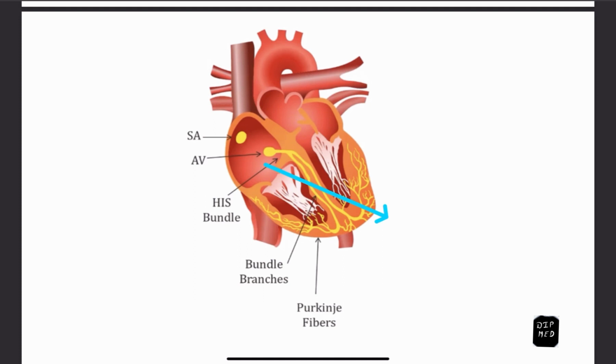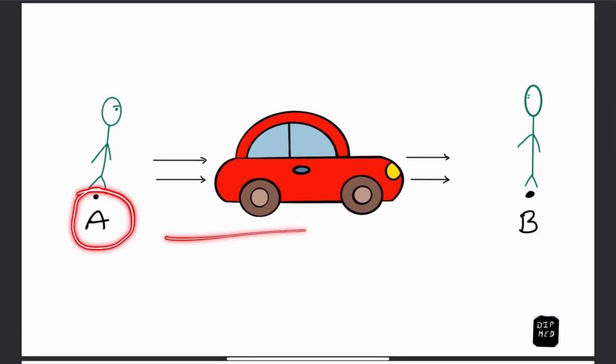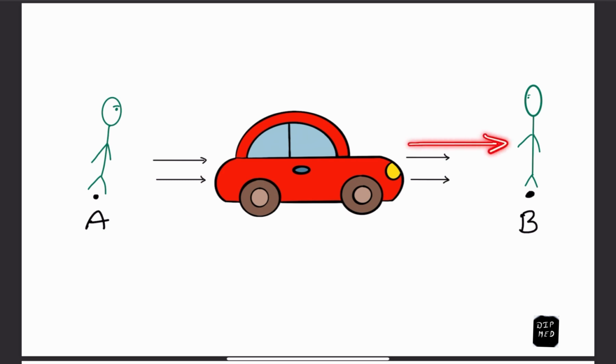So each EKG lead will show the QRS complex, which represents ventricular depolarization, as a different shape because they are looking at the same summation vector from a different vantage point. To make it easier to understand, let's say a car is moving from point A to point B. There are two persons, one on point A and another on point B. Both of them are observing the same car. The guy on point A will say that the car is moving away from him, but the guy on point B will say that the car is moving towards him. Both of them are correct because they are looking at the same car but from a different vantage point.